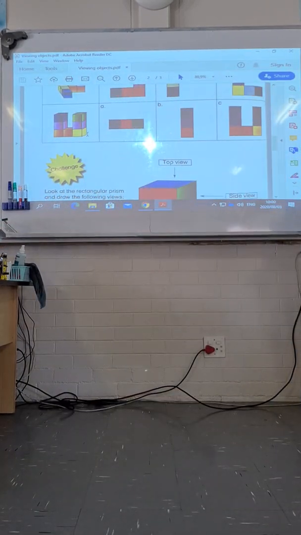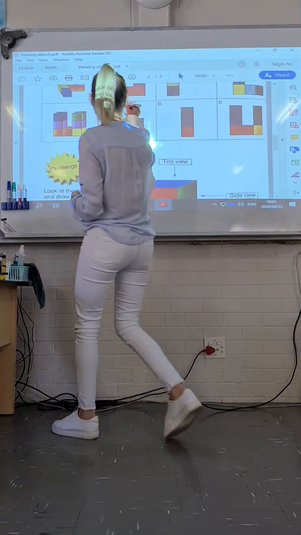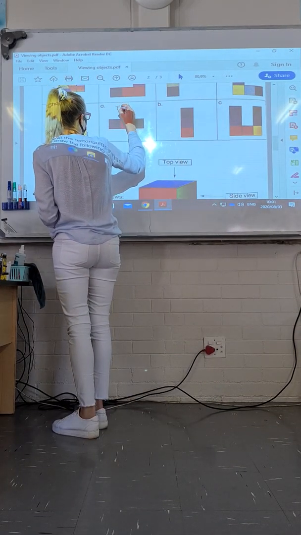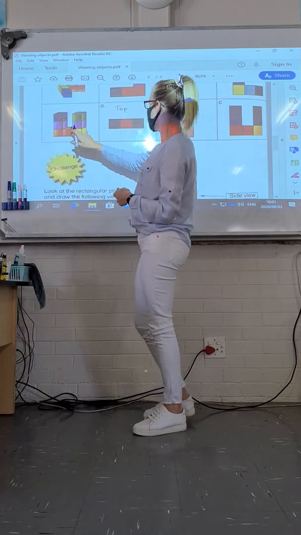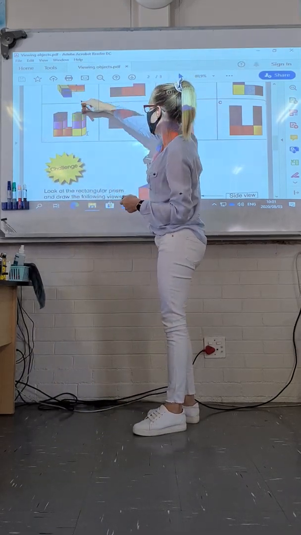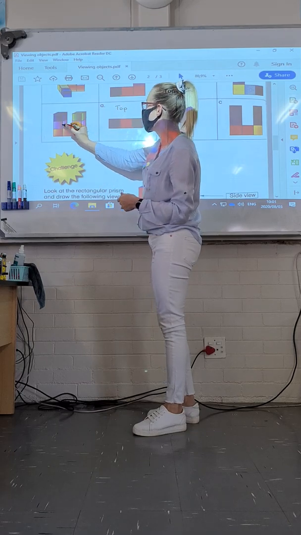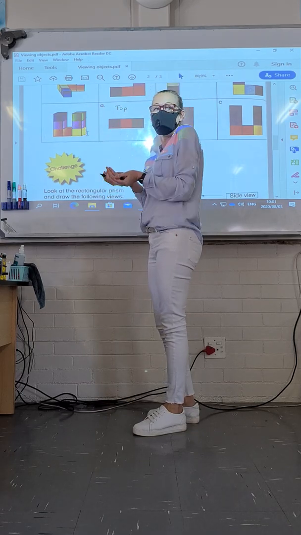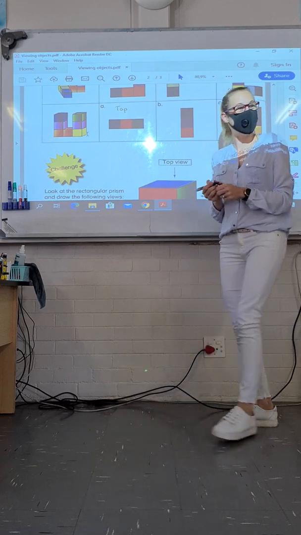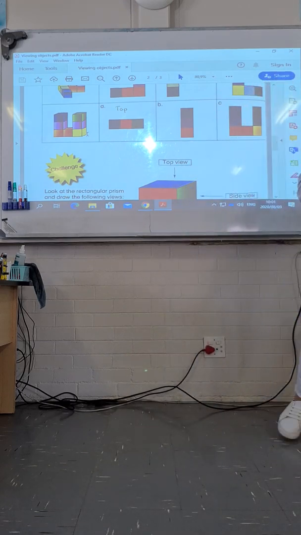Okay, see if you can figure out which one's top, side, and front. Natando, do you want to tell me which one you think is the top view? I think the top view is A. You think the top view is A? Let's take a look. We can see blue, then the red, and then the green. We don't see these other colors because they are underneath. So Natando is right. Well done.